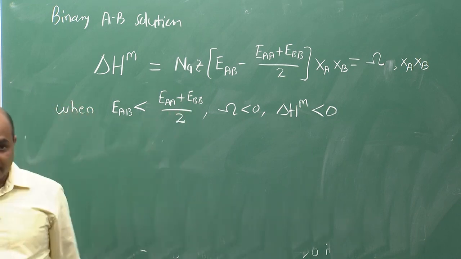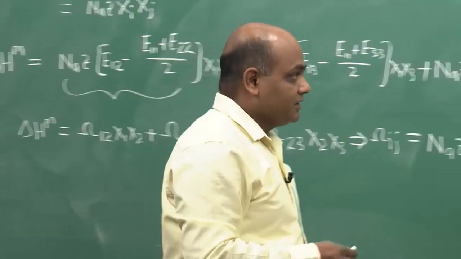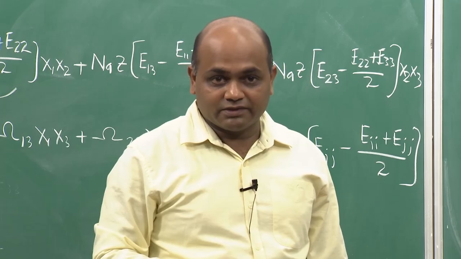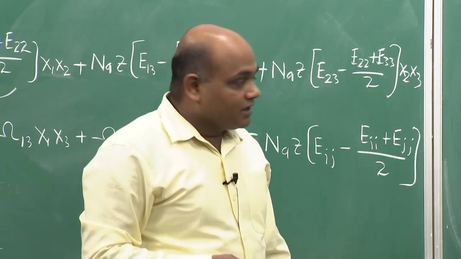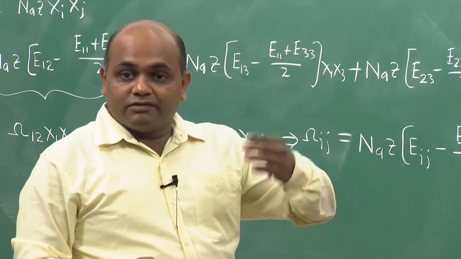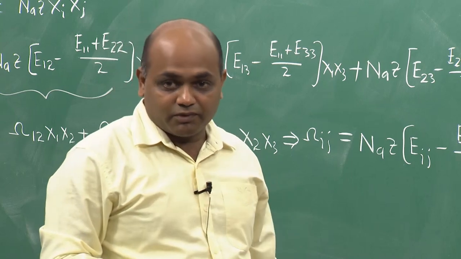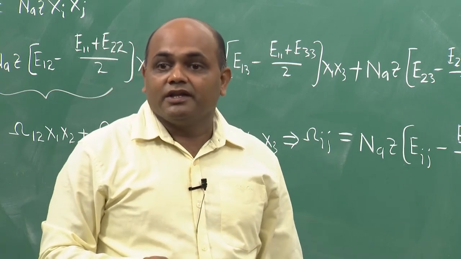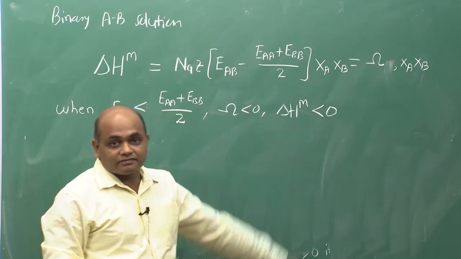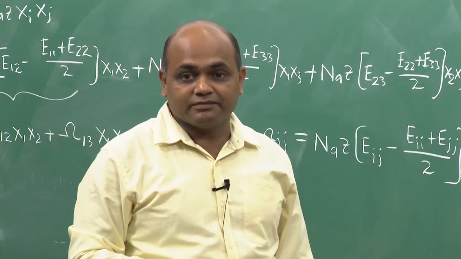We studied Raoult's law and Henry's law, or how the vapor pressures vary with composition. At that time, if you remember, if AB bonds are stronger than AA or BB bonds, we said that the intrinsic evaporation rate of A will come down by going into the solution from the pure state. That corresponded to the negative deviation from ideality. So here, negative deviation from ideality also means that delta H mixing is negative.